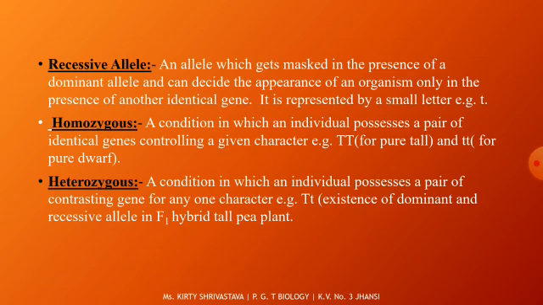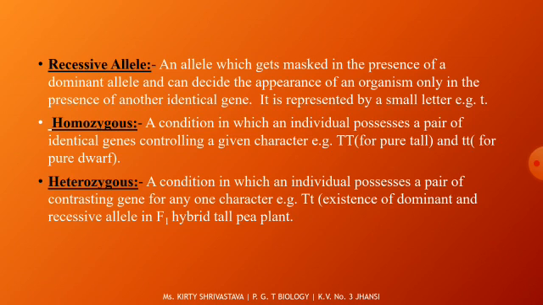Now we come to another two important terms, and that is homozygous and heterozygous. Homozygous refers to a particular trait in an individual which is controlled by a pair of factors or genes which are coming from each parent at the time of fertilization of gametes to form a zygote. Now, if the zygote or the individual formed has a pair of identical genes controlling a given character or a trait, the condition is called homozygous.